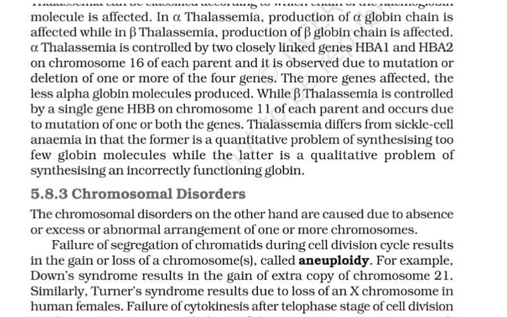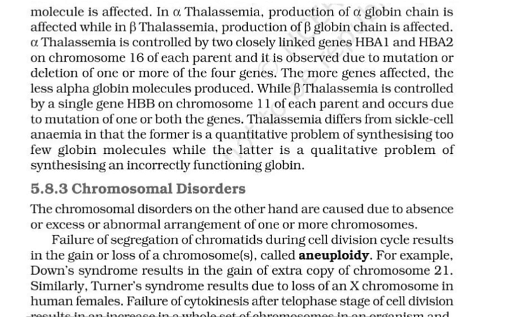Thalassemia differs from sickle cell anemia in that the former is a quantitative problem of synthesizing too few globin molecules, while the latter is a qualitative problem of synthesizing an incorrectly functioning globin chain. Sickle cell anemia is a qualitative problem, meaning it shows quality, and thalassemia is a quantitative problem of synthesizing too few globin molecules. Okay, the difference between the two is clear. Again, I am repeating it.